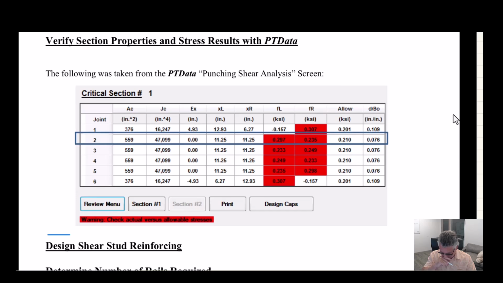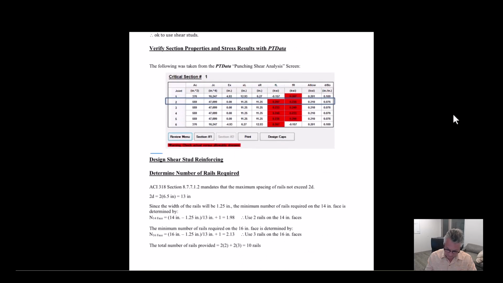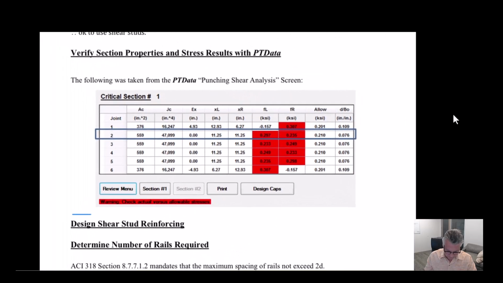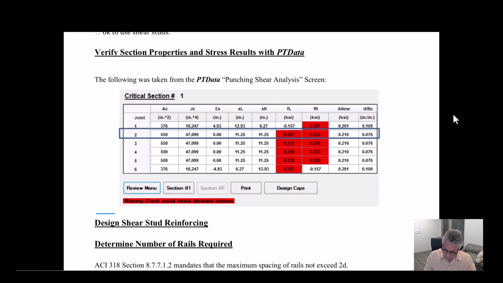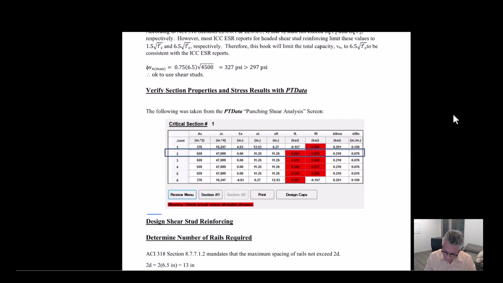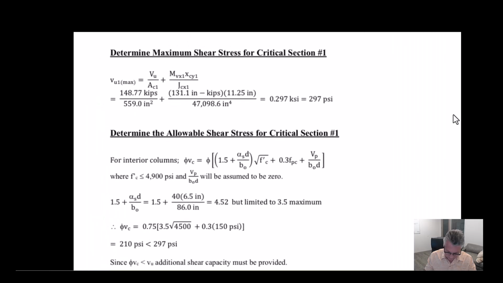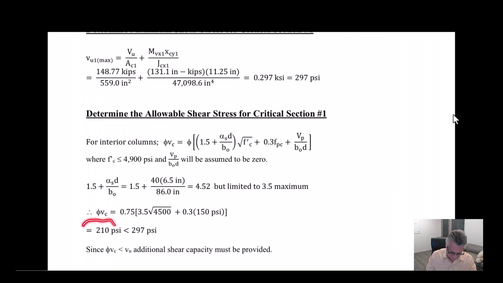You don't want to see red when you're using our program. So, like I said, not unusual though. You typically will. It's just going to tell you, you got to do something. And the allowable of 210 for that interior joint. So we're matching PT Data exactly for allowable shear stress and demand shear stress in this particular case.